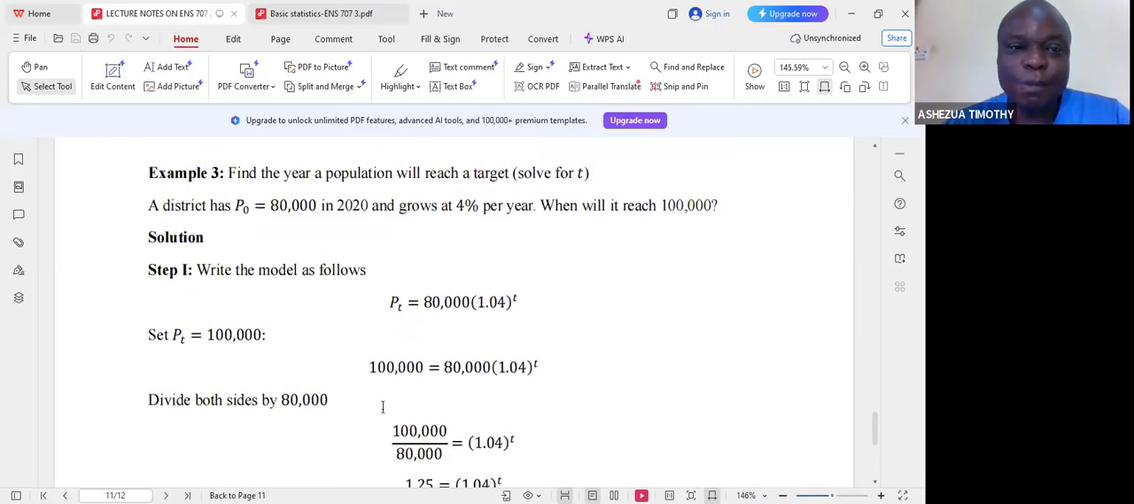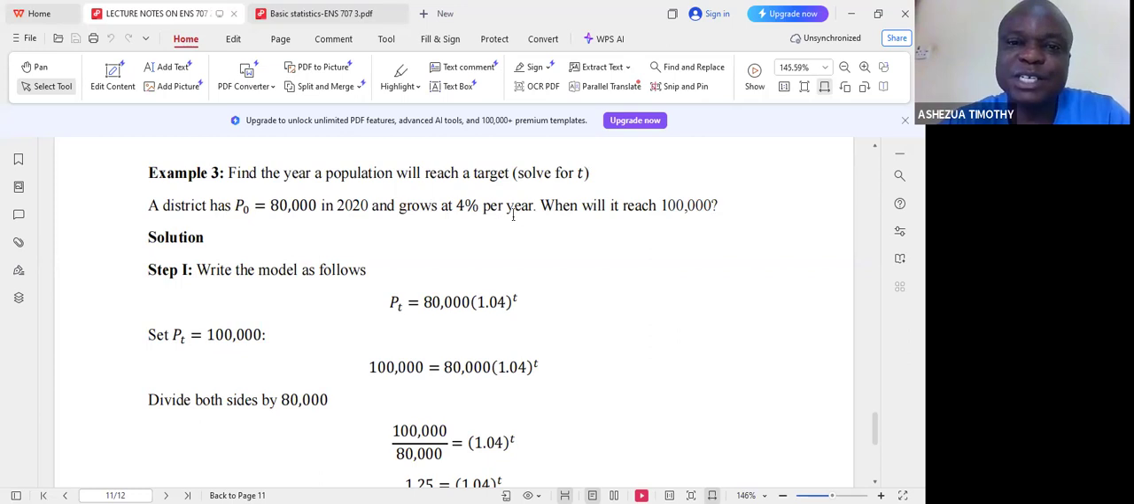So example 3, so that we'll round up this class and do something else. You are required to find the year a population will reach a target. In this case, you are required to solve for T. So a district has an initial population of 80,000 in 2020 and grows at 4% per year.